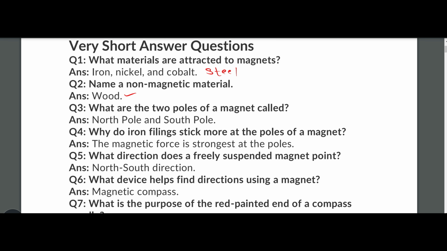What are the two poles of a magnet? The two poles are the north pole and the south pole. Next one is, why do iron filings stick more at the poles of the magnet?